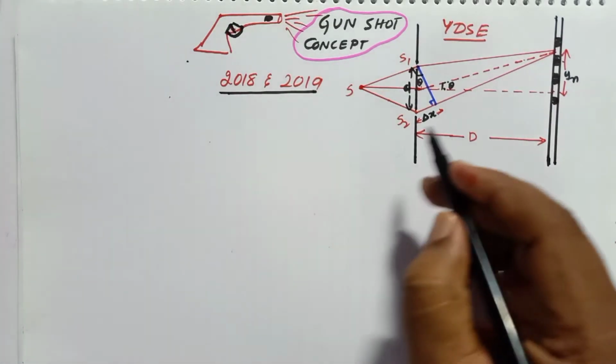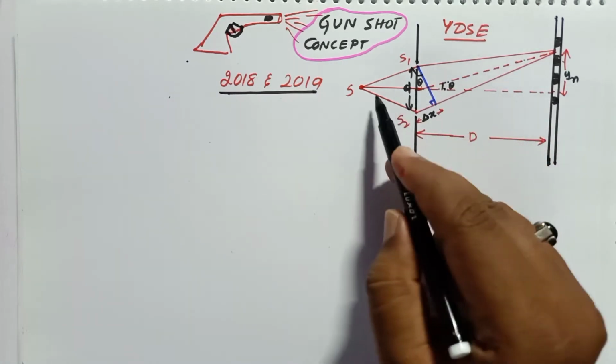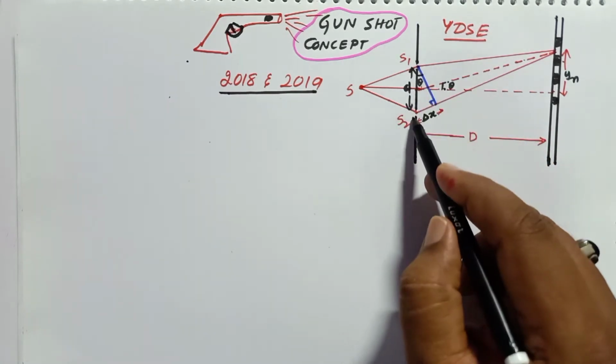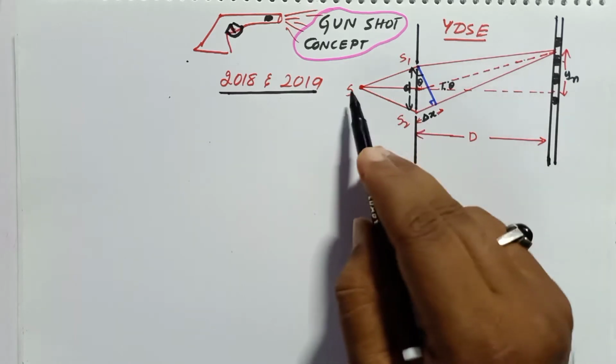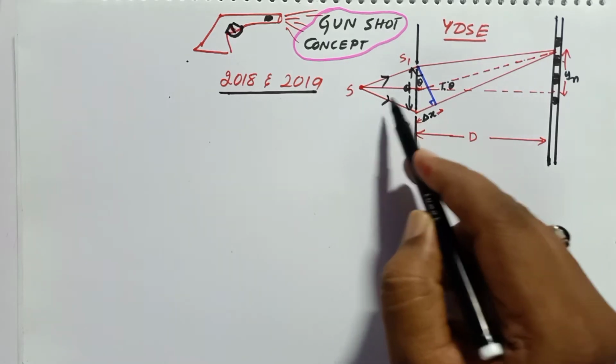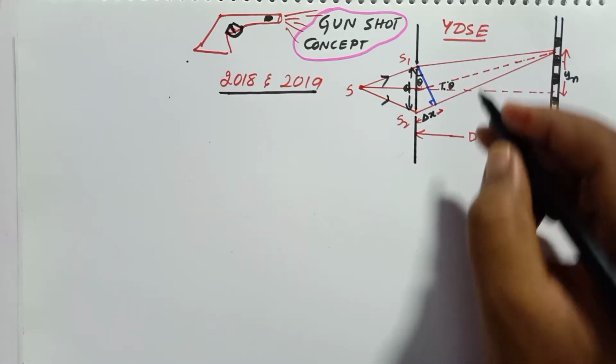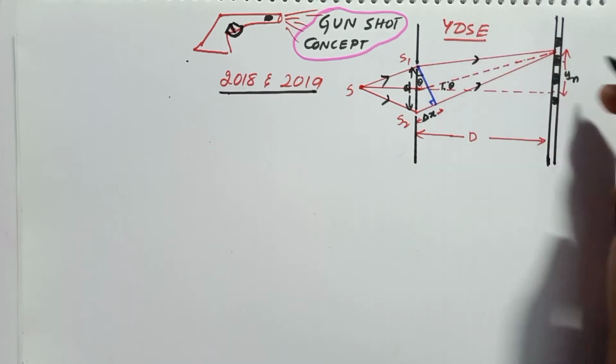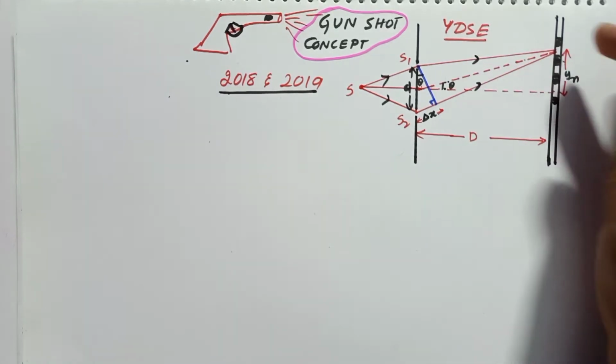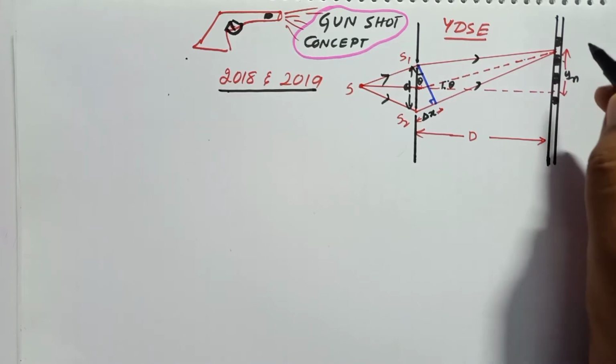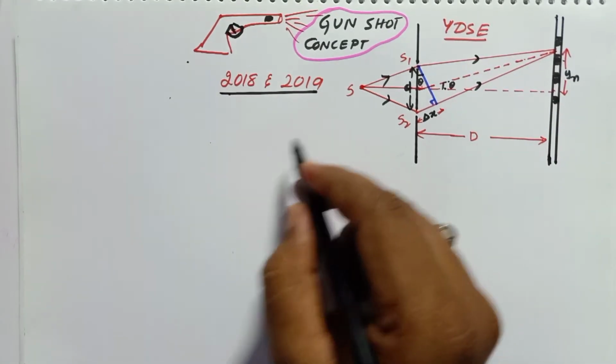Here, it's very simple. In Young's double slit experiment, this is a single source, and the light from this single slit will pass over to the double slits, and these light rays will meet somewhere here, forming some dark or bright band. Let us imagine a bright band is formed here. Okay, so if this is the situation, it's very simple.